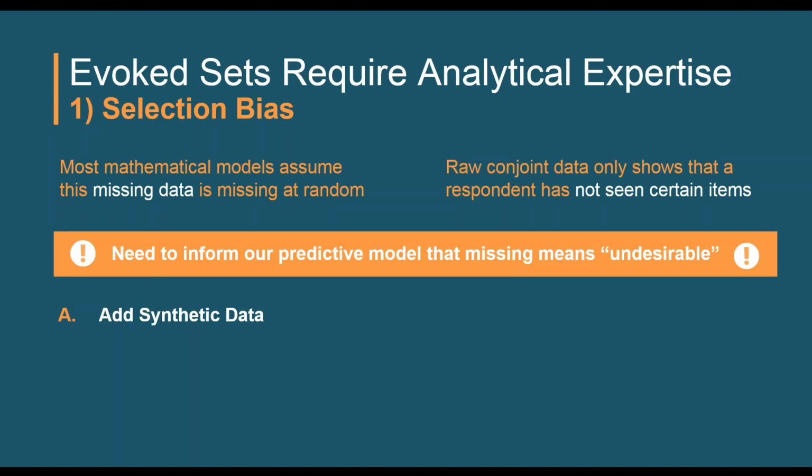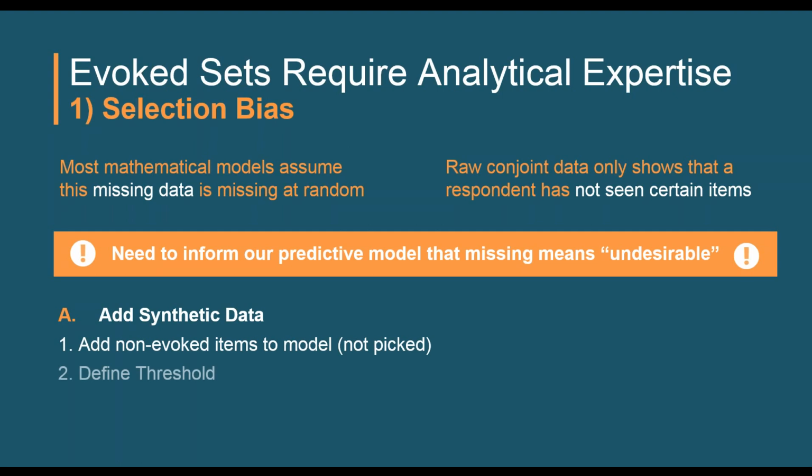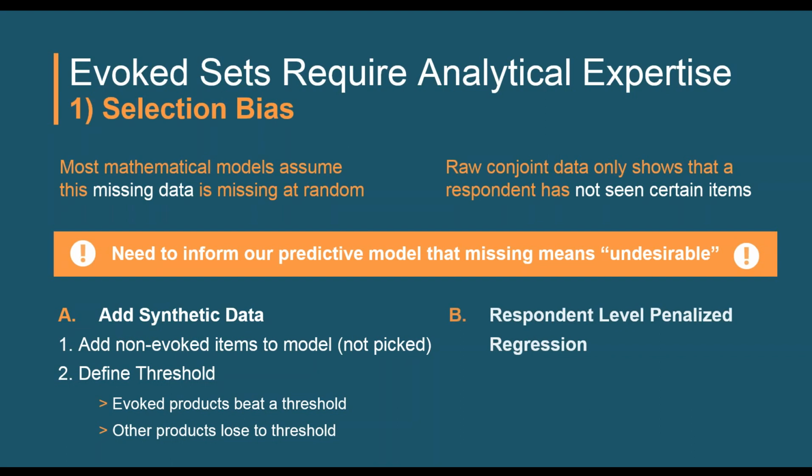The first one is to add synthetic data into your modeling. So you can add the SKUs that were not seen by a respondent into the model and just assume they were not picked, because that's basically the assumption you make when you create an evoked set. Or another method is to define a threshold where the parts that were in the evoked set beat a certain threshold, where the threshold means, well, actually all products above this certain threshold are desirable, or at least I'm considering them, and all the other products are losing to this threshold. I'll get into more detail on the next slide on this one.